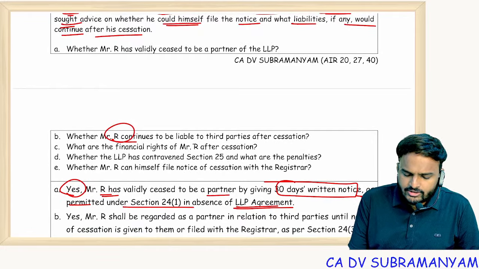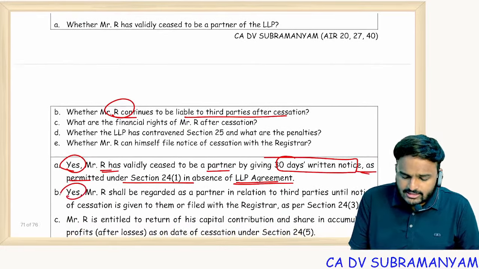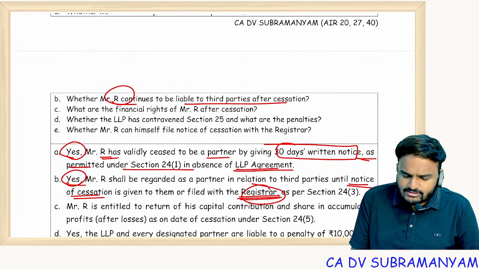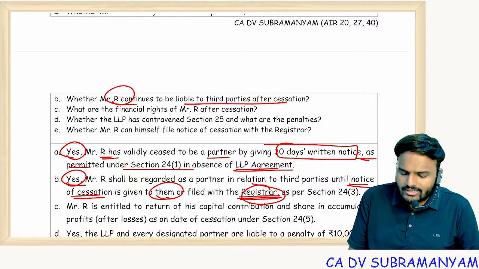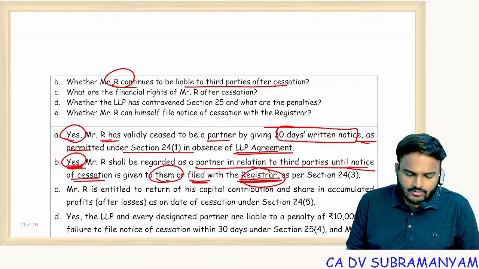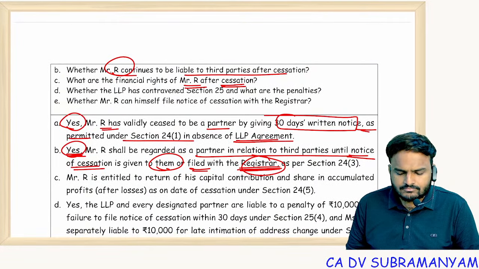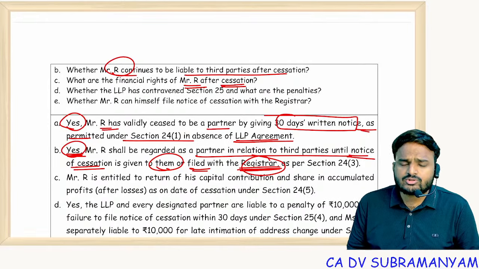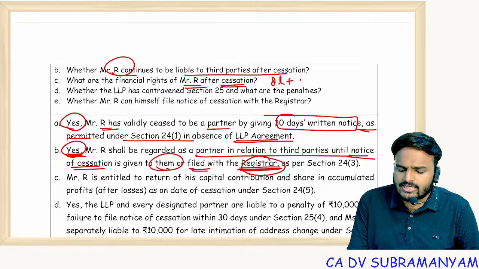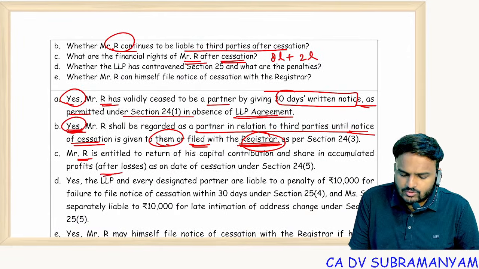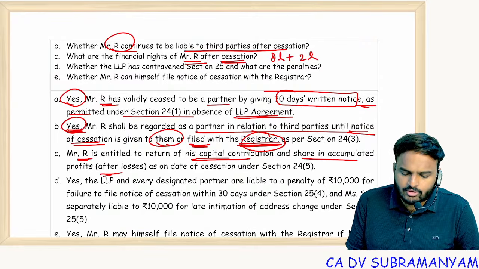Whether R continues to be liable to the third party after cessation? Yes, because the same has not been communicated to the registrar. Until notice of cessation is given to the public or until it has been filed with the registrar, his liability will continue. What are the financial rights of Mr. R after cessation? He is entitled to receive his contribution amount of 8 lakhs and accumulated profits of 2 lakhs after deducting all the losses. So Mr. R is entitled to the return of his capital contribution and share in accumulated profits.